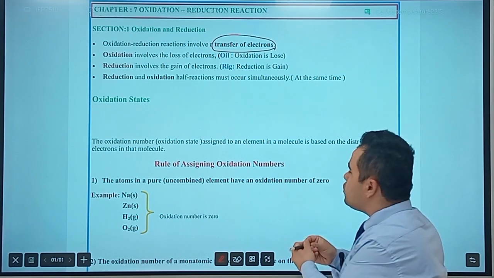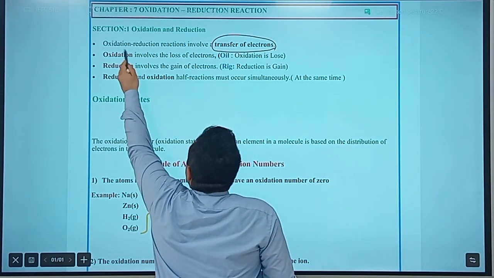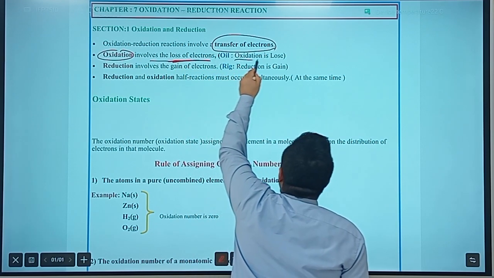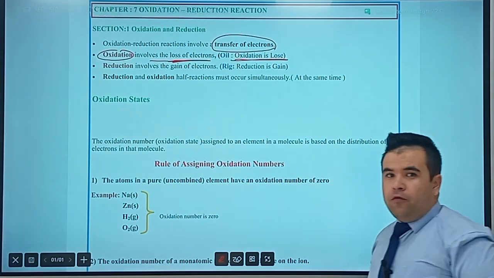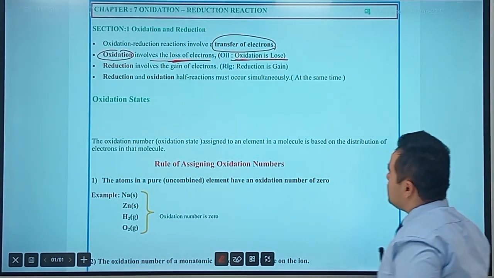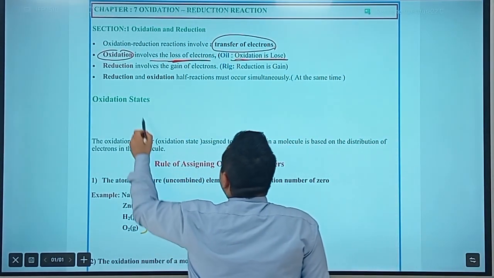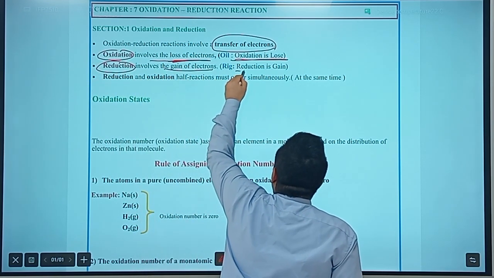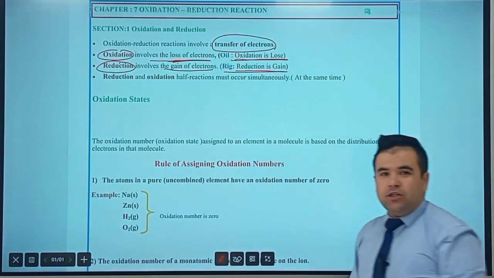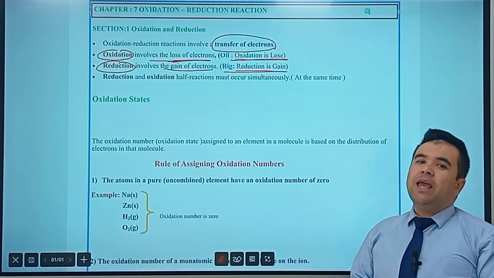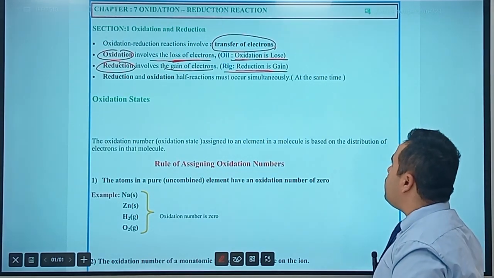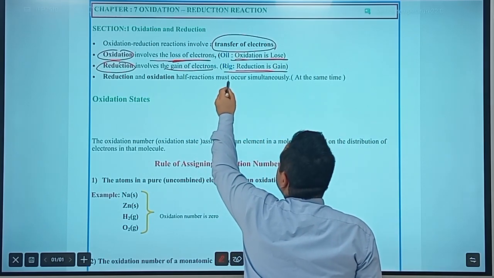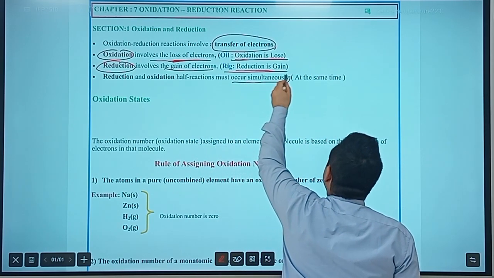So let us define oxidation and reduction. What do we mean by oxidation, guys? Oxidation involves the loss of electrons. Oxidation is losing electrons. With oxidation, there should always be a reduction, which is the gain of electrons. Reduction is gain. Oxidation is loss. Gain of what and loss of what? Of electrons, guys.